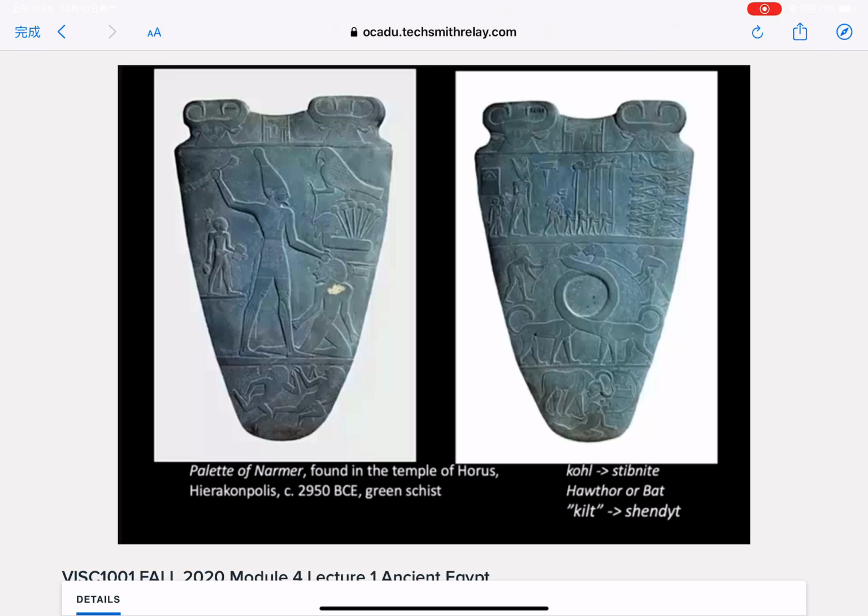Now again, the Narmer palette dates to 2950 BCE, and that's a very important date, even though it might seem random. It isn't. It's around this time that ancient Egypt became a consolidated state. That is, the two kingdoms of Upper and Lower Egypt, which were previously divided, became unified through military action under one ruler.